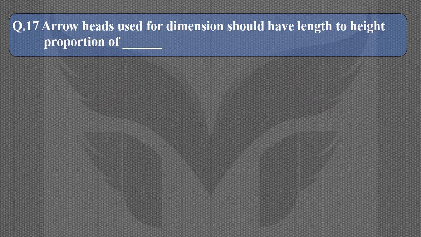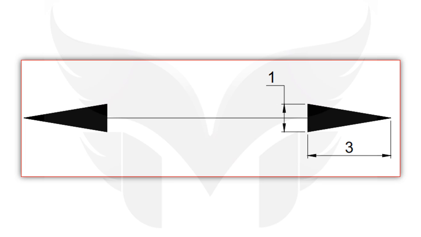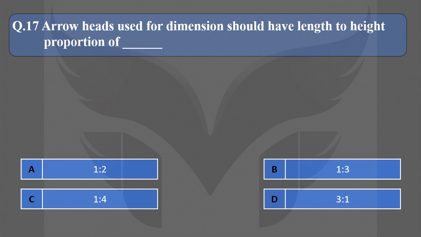Arrowheads used for dimension should have a length to height proportion of, and these are the options. As per the rule, an arrowhead must have a length to height proportion of 3:1. Means length is 3 times larger than height, as shown in this figure. So the correct option is D, 3:1.